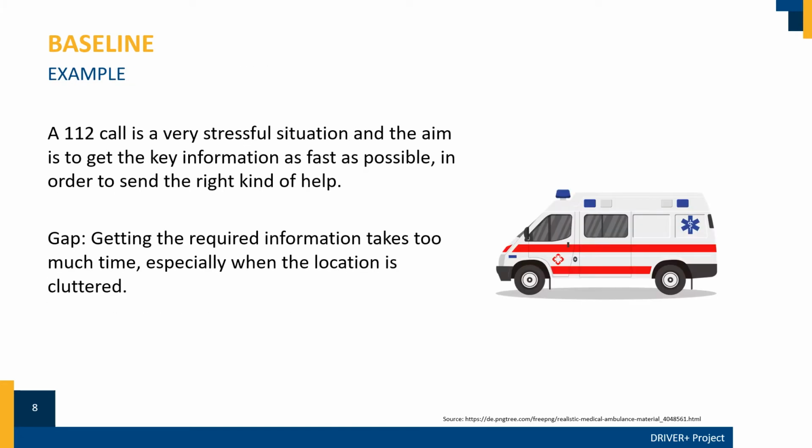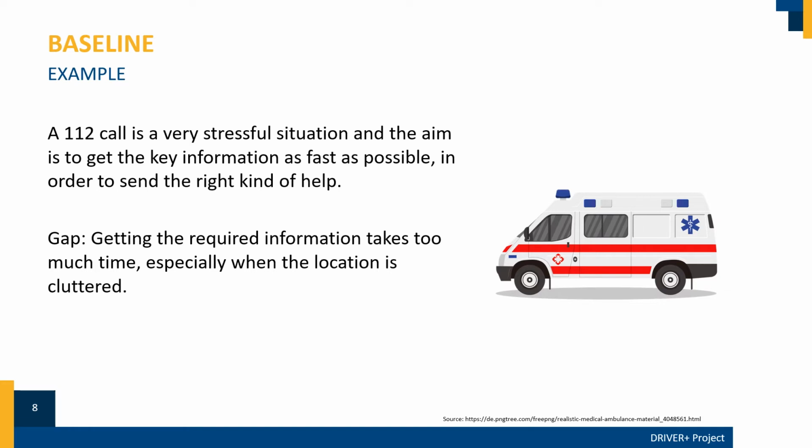Let's do an example, a 112 call. A 112 call is a very stressful situation, and the aim is to get the key information as fast as possible in order to send the right kind of help. So where is the gap, you might ask? Well, if you ever had to call 112 from a cell phone, you might know that telling them your exact location is way more difficult than it sounds.